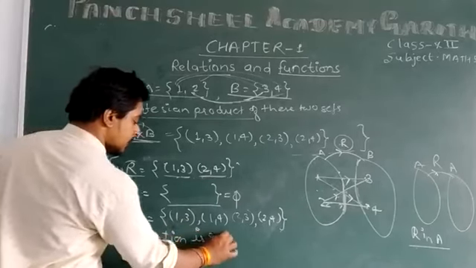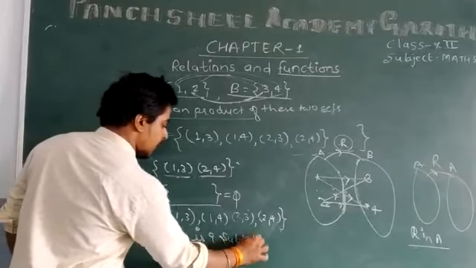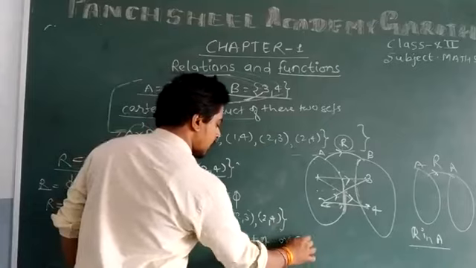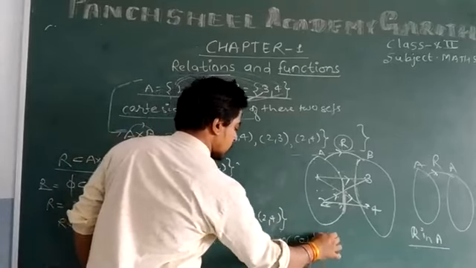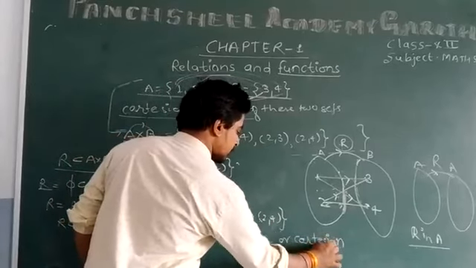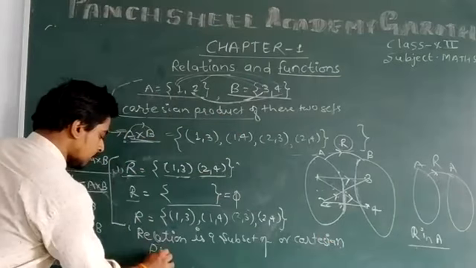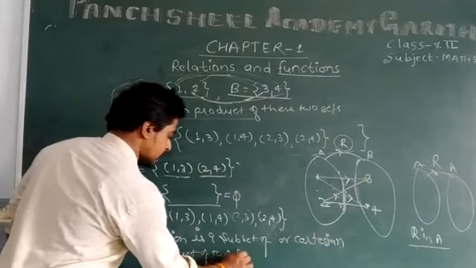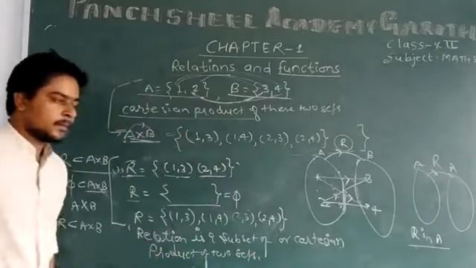So a definition we get from here again: a relation is a subset of A cross B, or the Cartesian product of two sets. Clear?